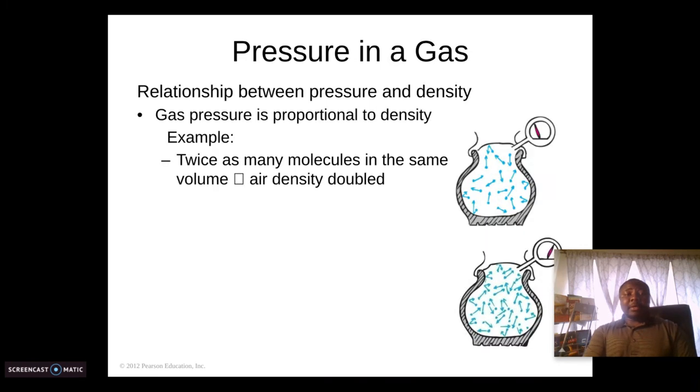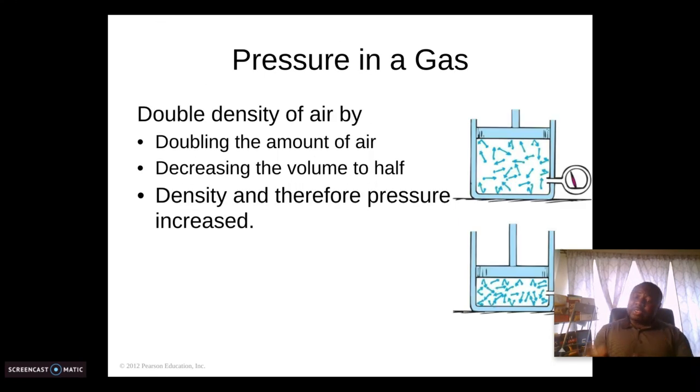So, for example, in the case we have here, we have a container and a certain amount of molecules in that container. But now, if we double the molecules, if we have twice as many molecules in the same volume, then the pressure will double, and the density is also going to double because we have twice as many molecules as the previous one. So what we're indirectly saying is that if you double the density of the air, we have to double the amount of air, which we've explained in the previous slide, and we have to decrease the volume to half.